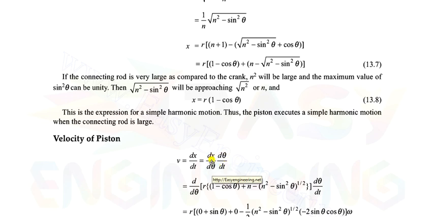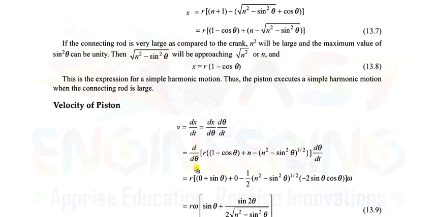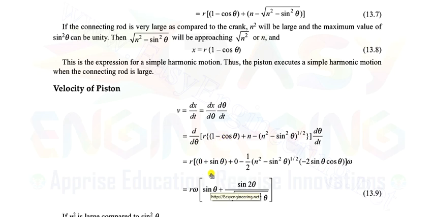Because x is a function of theta, now you have to differentiate. So d by d theta of x, and d theta by dt is omega. Now you can differentiate it; it's a simple relation. r is constant, it will come out. Differentiation of 1 is 0, a constant differentiated with respect to theta is 0, and minus cos theta differentiates to minus sin theta, so minus becomes plus.